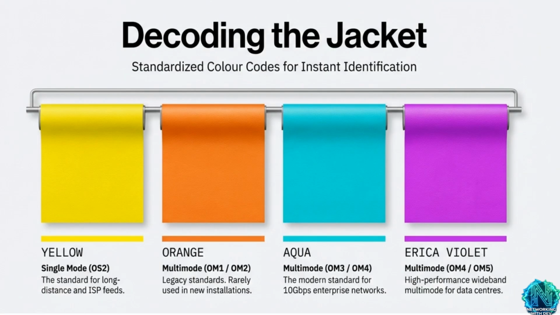We've covered the physics and the costs, but when you are actually in the field, you won't have a microscope to measure those micron-sized cores. That is why the industry uses standardized color codes for instant identification. By simply looking at the color of the outer jacket, you can immediately tell what kind of data that cable is designed to carry. As you can see on our chart, yellow is the universal signal for single mode, OS2.